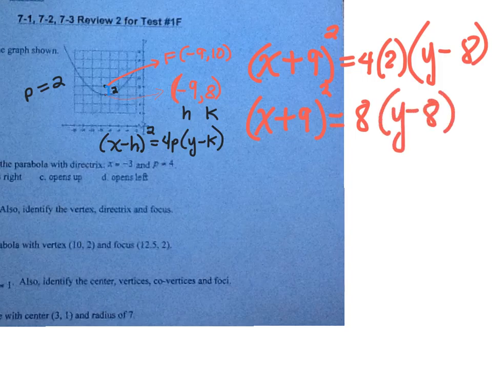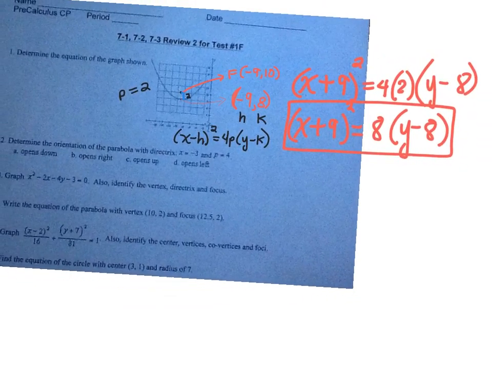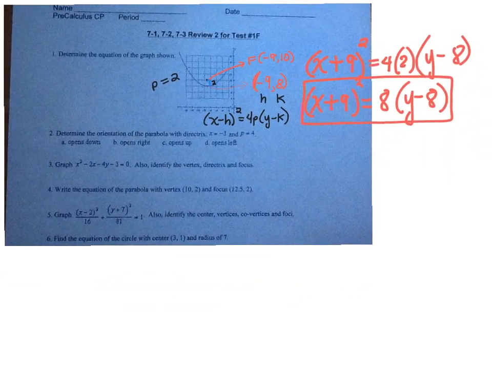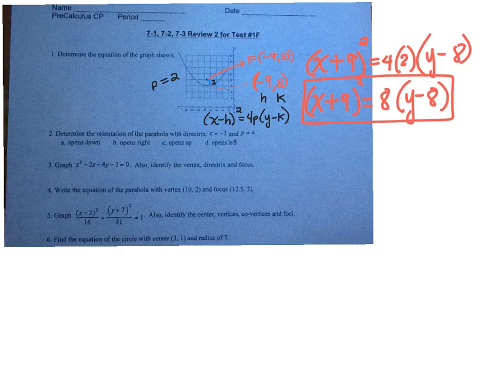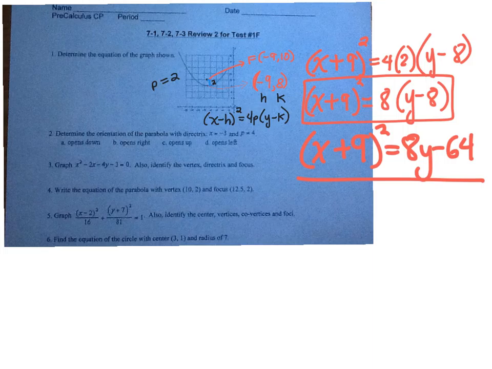Okay. And this is the equation in standard form. Any questions about that problem? And you leave it with the 8 and 9, and that's the standard form, just in parentheses. If you want to move on and continue, the last step would be when you distribute. So when you distribute, that would be (x plus 9) quantity squared equals 8y minus 64. And that's when you distribute. So just leave it like that instead when you distribute it.